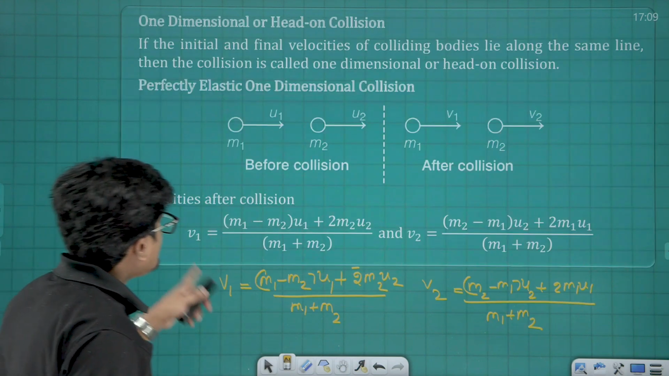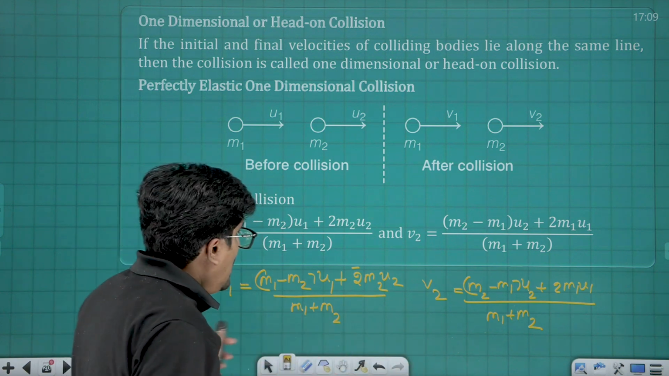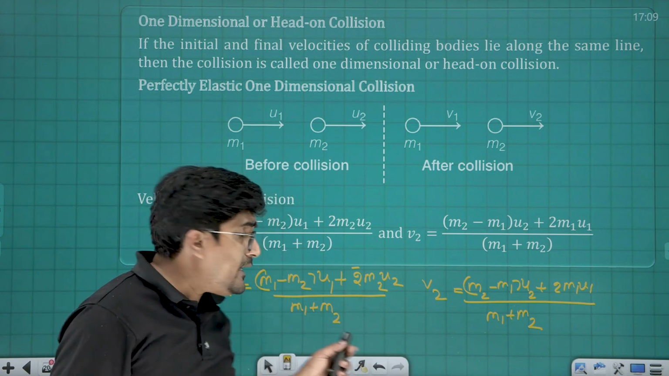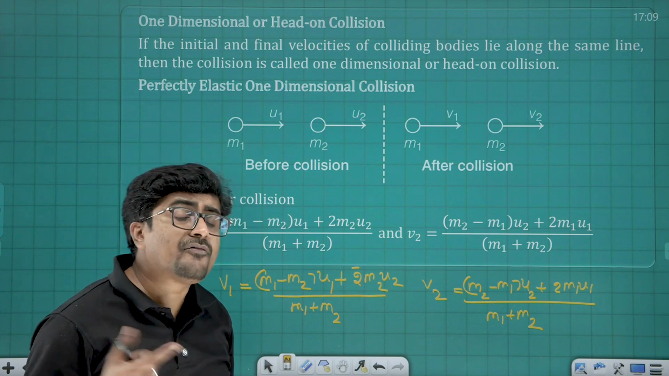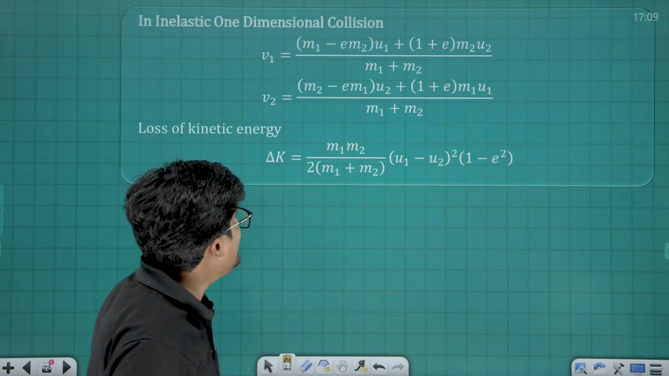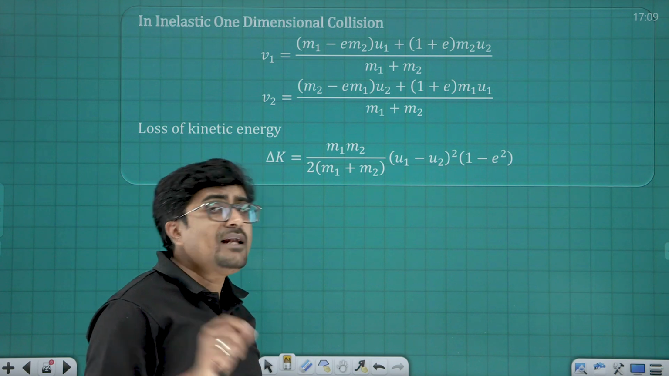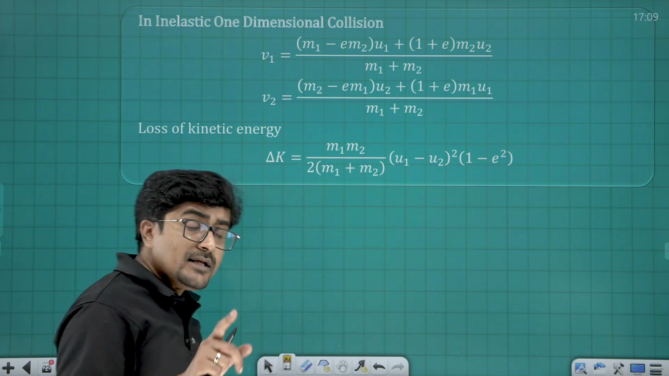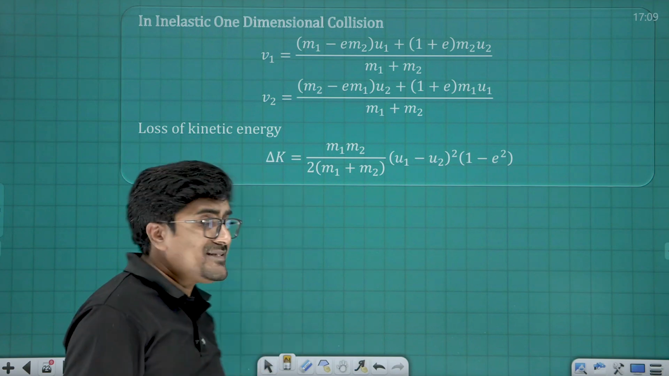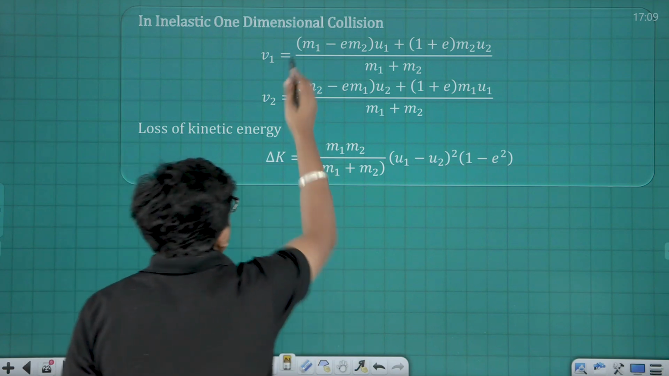So here, with this particular expression, V1 as well as V2, I explained what is going to be the velocity of the body after an elastic collision. Now in this case, this is an inelastic collision. So the coefficient of restitution is not 1 here. It is going to be a value greater than 0 and less than 1. In that condition, what is the value going to be?